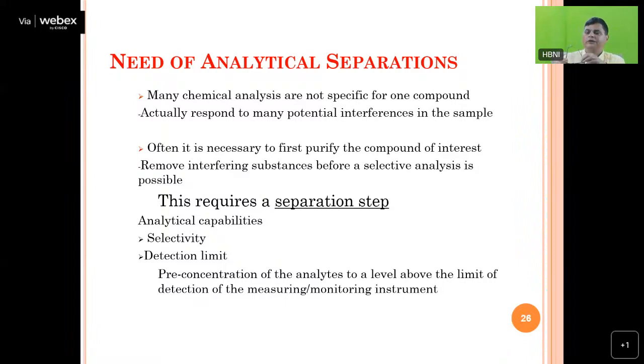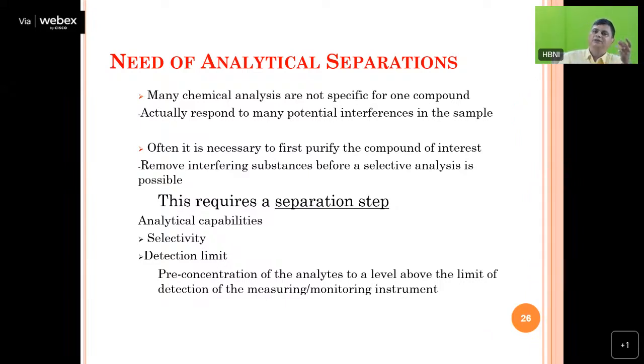See, as I told you, before doing any kind of analysis, one has to perform analytical separations. Many chemical analyses are not specific for one compound; they respond to many potential interferences in the sample, and often it is necessary to first isolate the compound of interest. Why remove the interference? Because in a few PowerPoint slides you will see what I am talking about. So, the separation step.